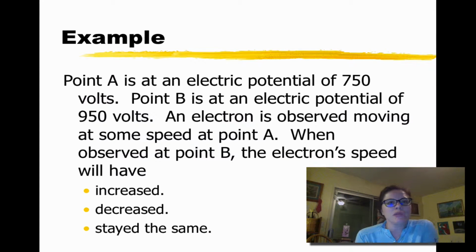In this video, we're going to go through some simple examples using electric potential and electric potential energy. All right, let's get to it.